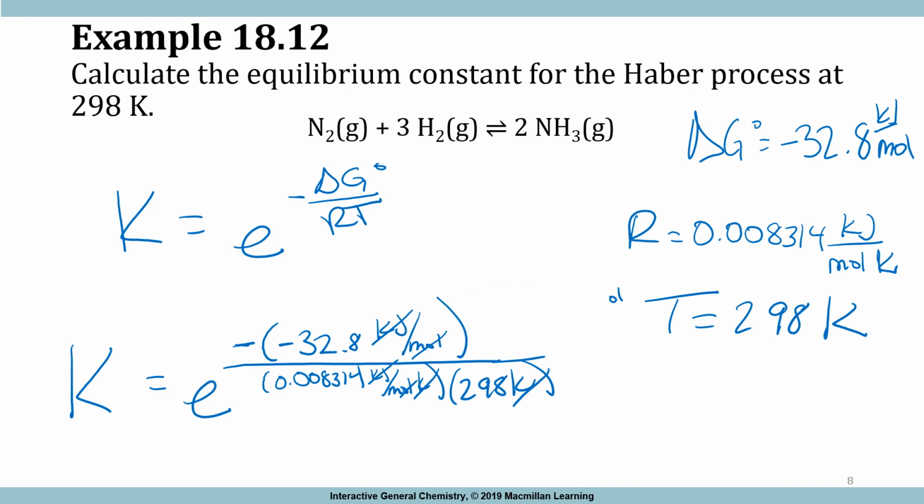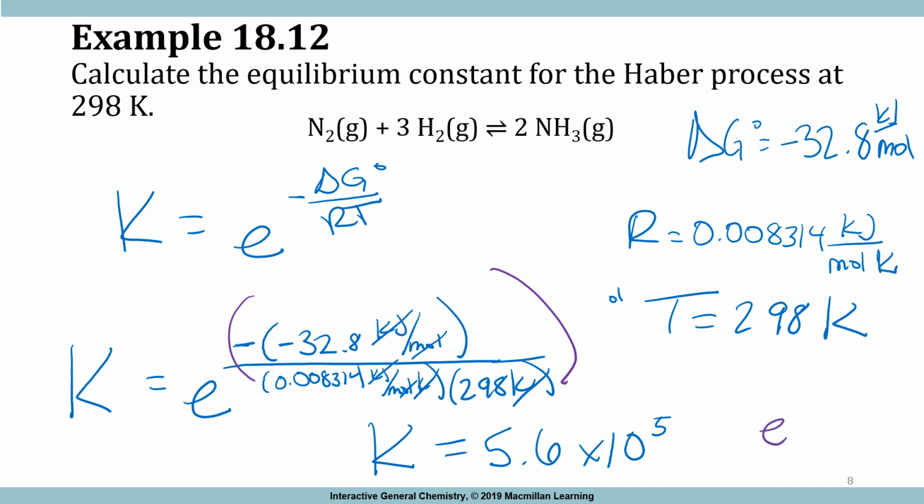So my equilibrium constant for the Haber process is 5.6 times 10 to the 5. And remember that those units all cancel because K and Q are also unitless. Also, if you want to do this part by itself first and then calculate the e, just in case there's errors, it was just e to the 13.24, and that's how I got this number.